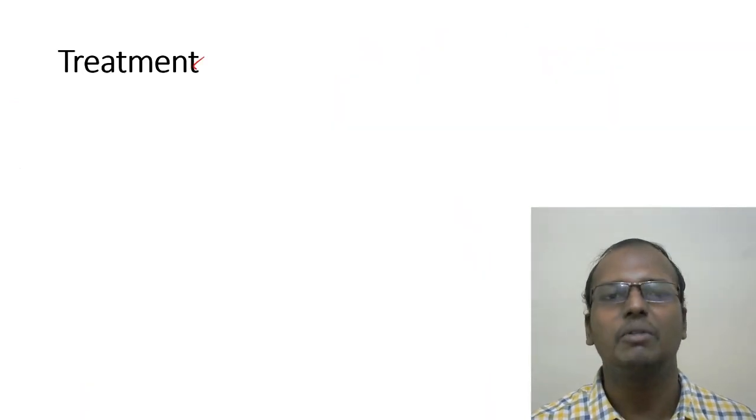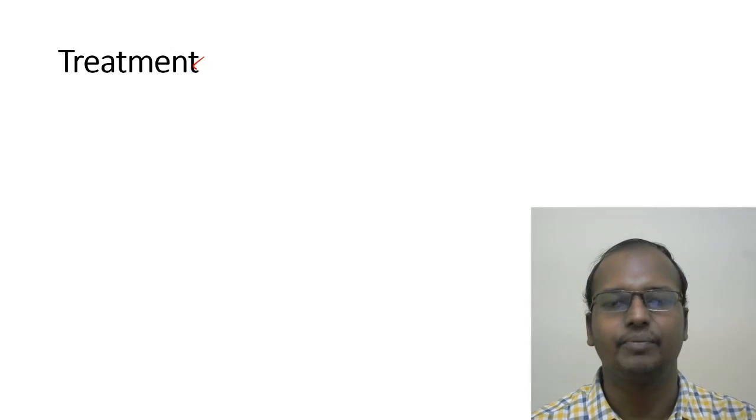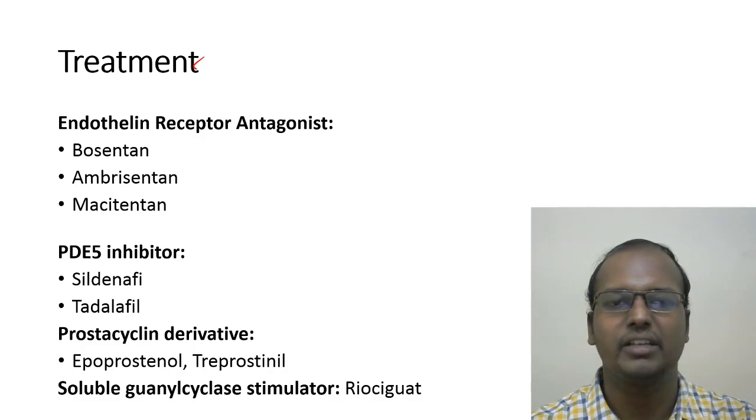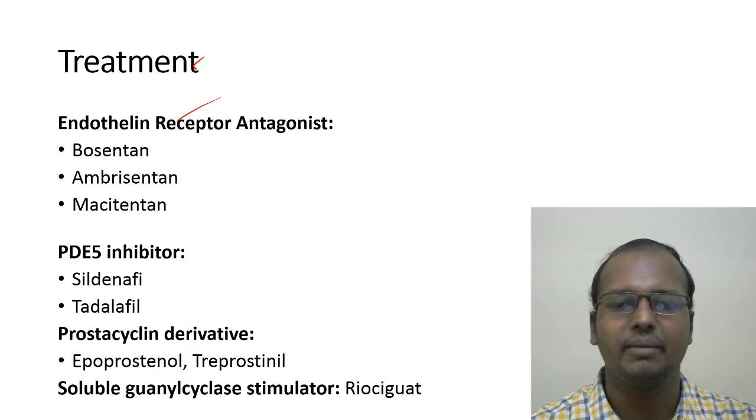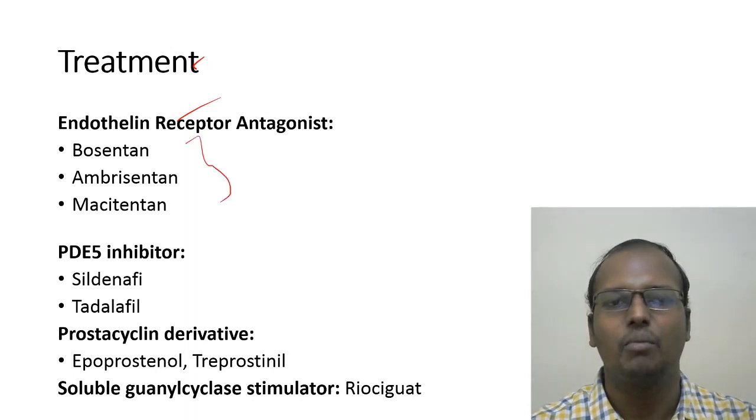Fine. Tell me, how will you treat pulmonary hypertension? There are drugs available. There is no cure, you just have to control the pulmonary hypertension. Number one is the endothelin receptor antagonists, which include bosentan, ambrisentan, macitentan. These are the best drugs. PDE5 inhibitors include sildenafil and tadalafil.